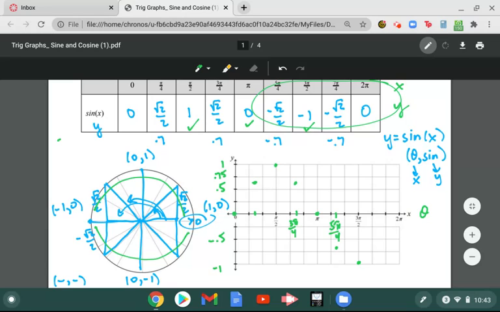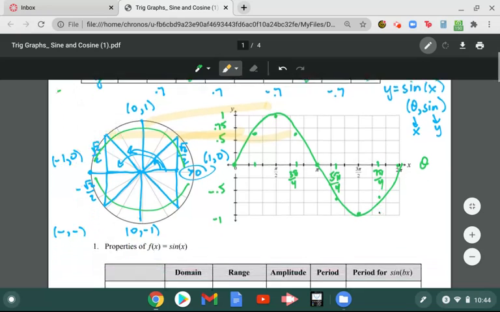At 7 pi fourths, which would live here, we've got negative 0.7 again, that nice symmetry. And then at 2 pi, we have 0. So if I were to connect these, I get one period of my sine wave. You'll notice that each of the values around my unit circle refer to a point here. So this one is this point, this one is this point, this one is this point, and so on. That's how we get that sine curve.